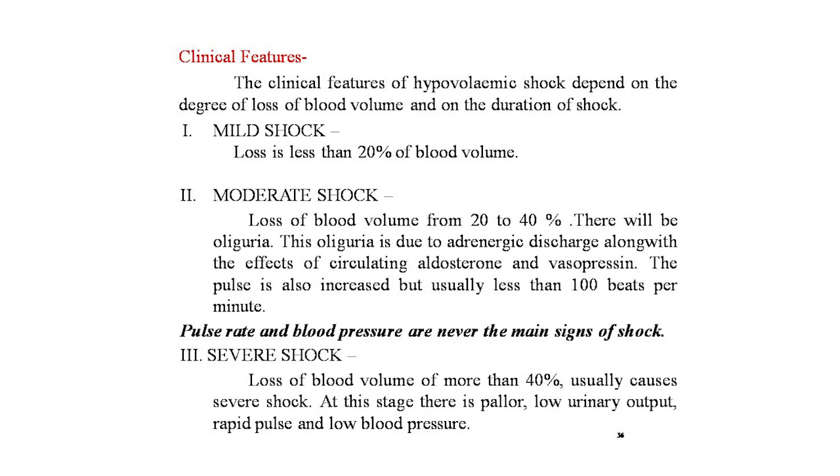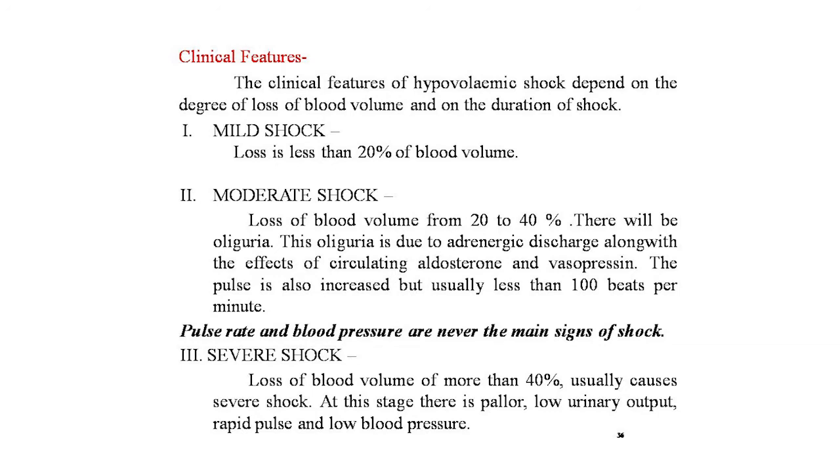Now the clinical features. The clinical features of hypovolemic shock depend on the degree of the loss of blood volume and on the duration of the shock. First is mild shock. Loss of less than 20% of blood volume is included in this category. And in moderate shock, with loss of blood volume from 20 to 40%, there will be oliguria. This oliguria is due to the adrenergic discharge along with the effect of circulating aldosterone and vasopressin.